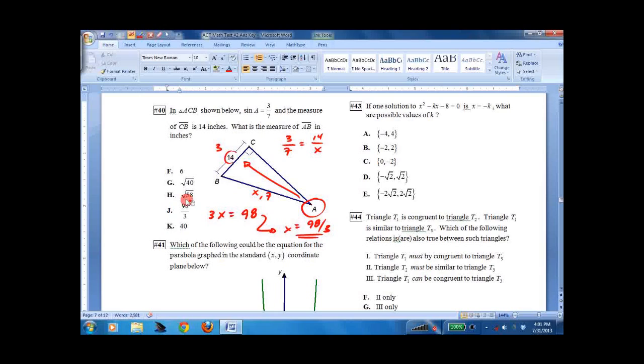This is a good ACT problem. They're trying to see if you know how to solve proportions and also if you can handle the different kind of trig they're going to throw at you.